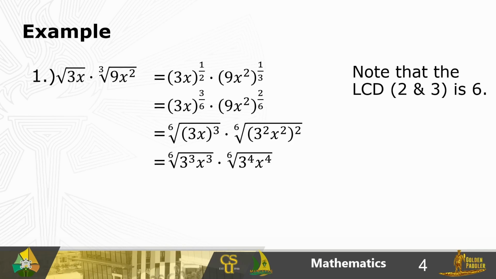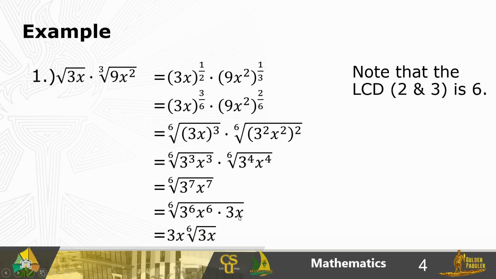And then, since we have the same index, from the previous discussion on multiplication, if they have the same index, then we can multiply directly. Meaning, 3 to the cube times 3 to the 4th is 3 to the 7th. Then x to the cube times x to the 4th is x to the 7th, by the laws of exponent. Meaning, we can also simplify this to 3 to the 6, x to the 6, times 3x. Then for the final answer, we extract the factors with exponent of 6. So we have 3x times the 6th root of 3x. So that's the final answer.